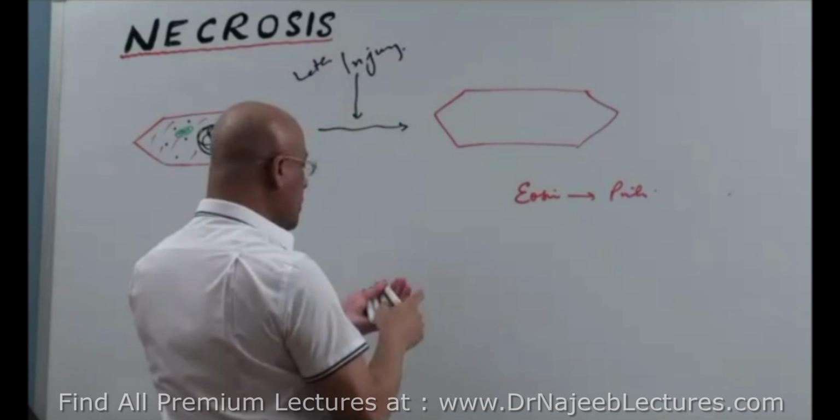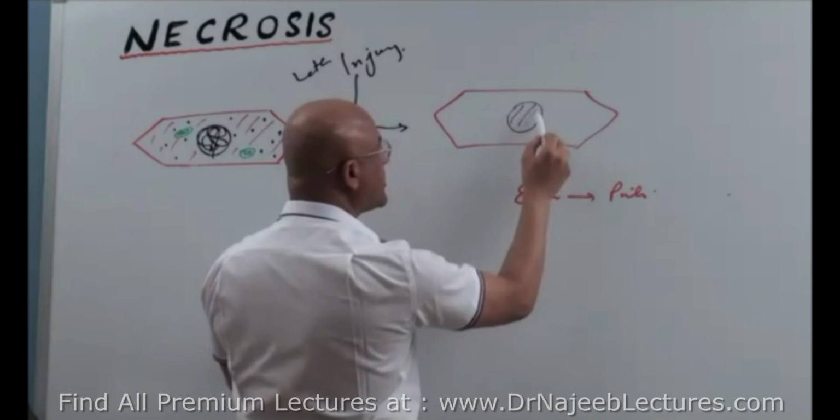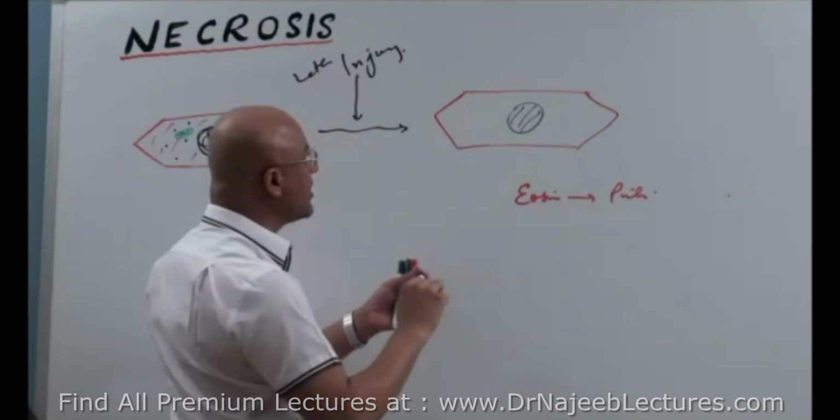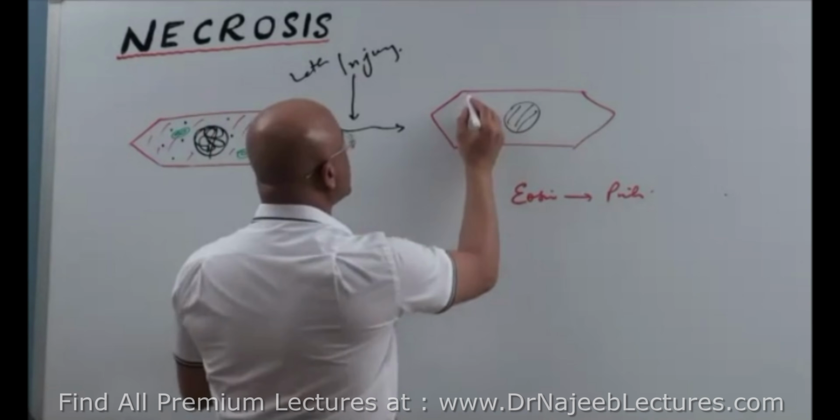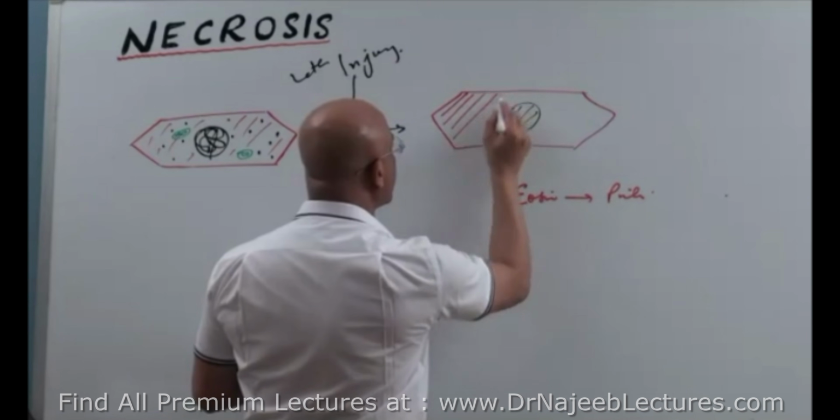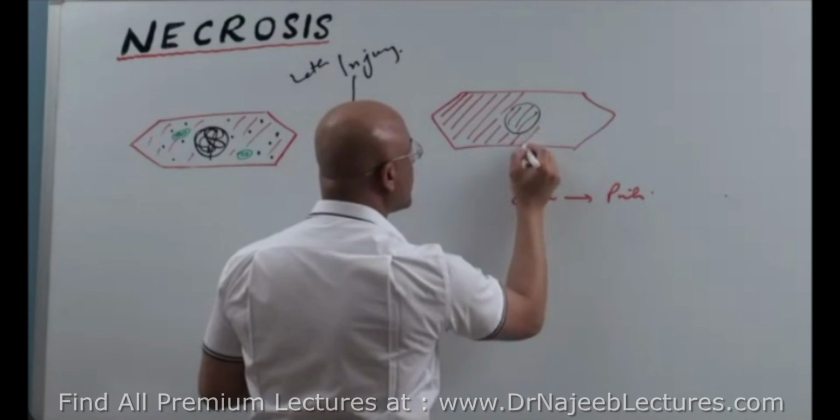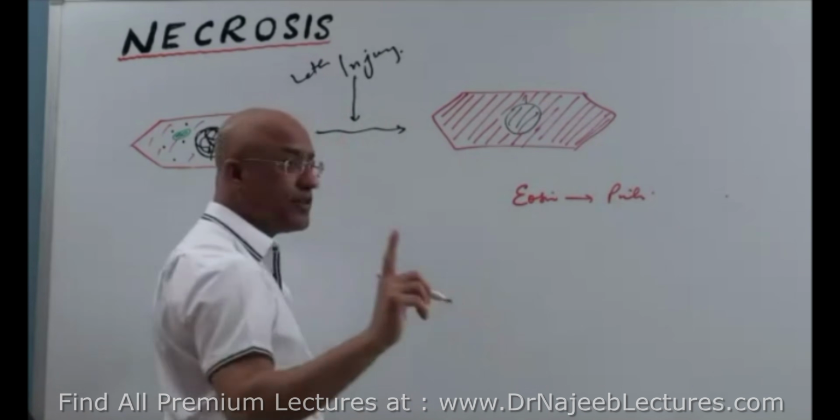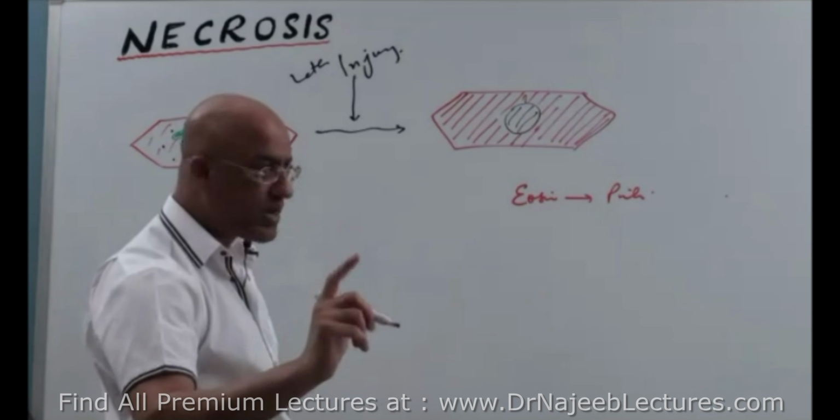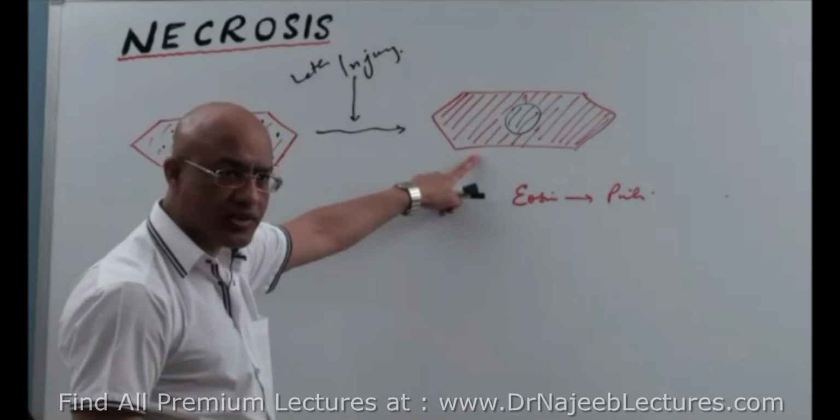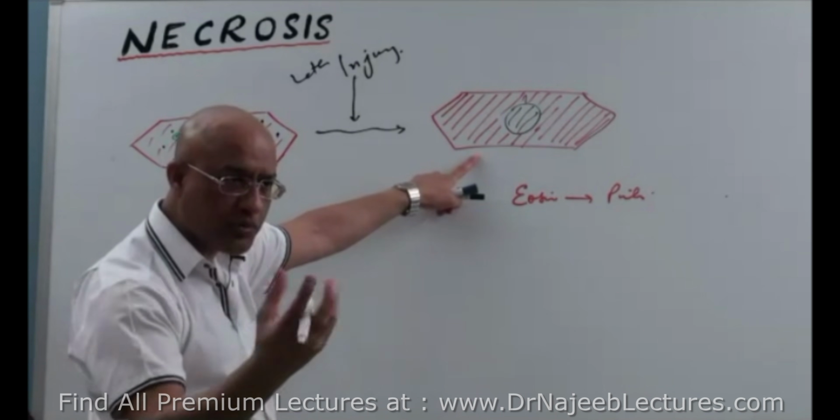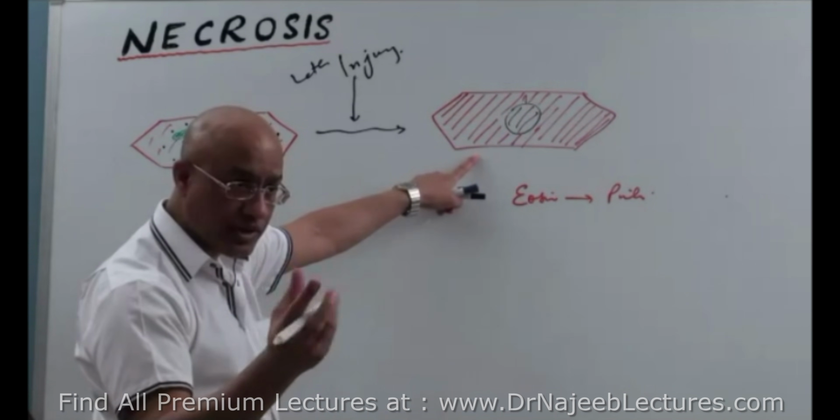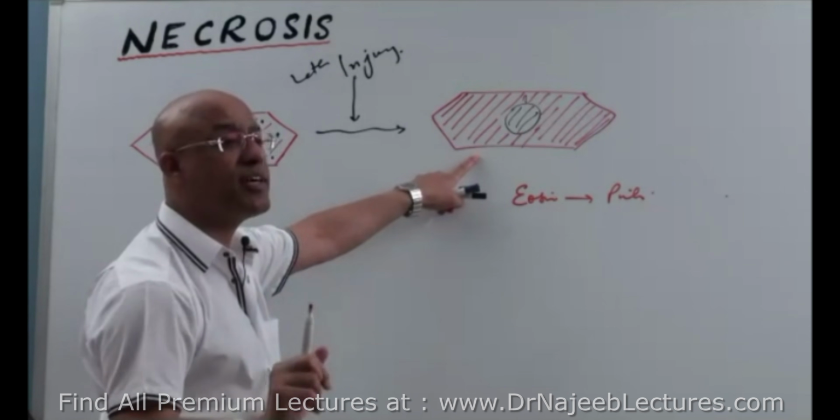Now, nuclear changes I will talk about later. They occur simultaneously, but I will talk about them later. Now what happened? The cell becomes more intensely eosinophilic. Why does the cell become so intensely eosinophilic? There are two explanations. Number one, as proteins undergo denaturation, denatured proteins bind more eosin, so it becomes more intensely red.